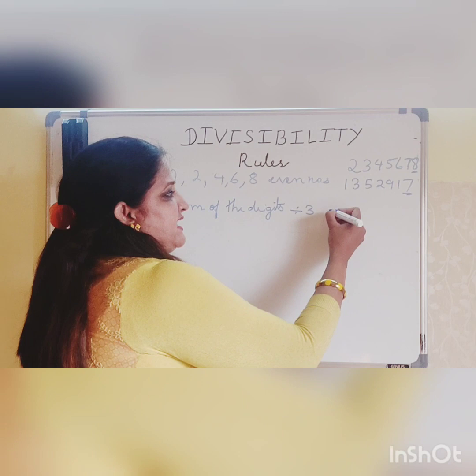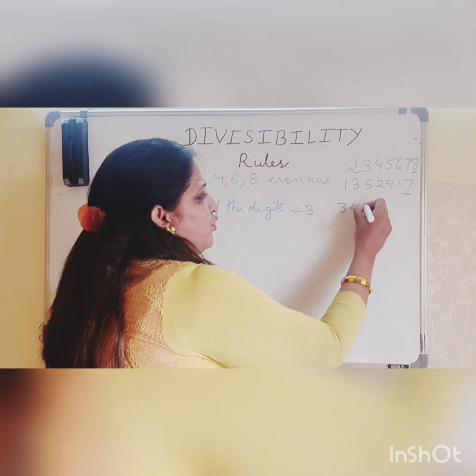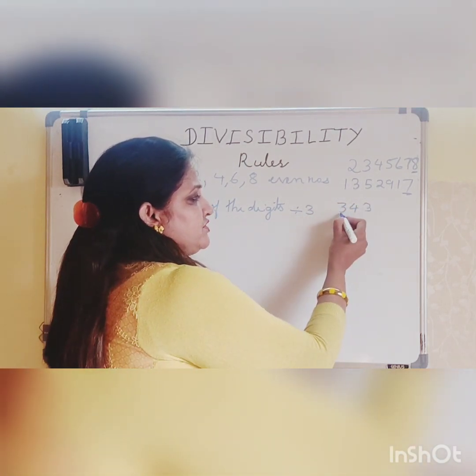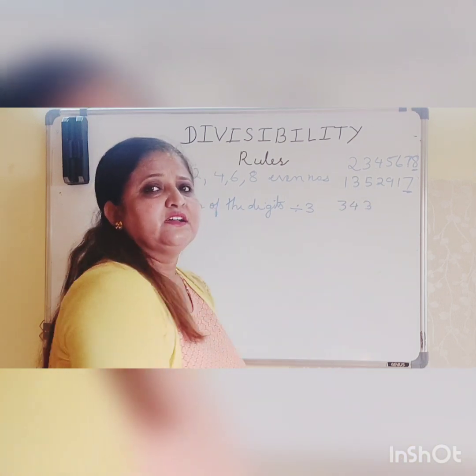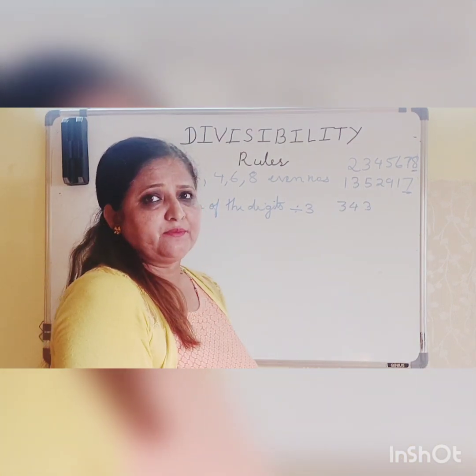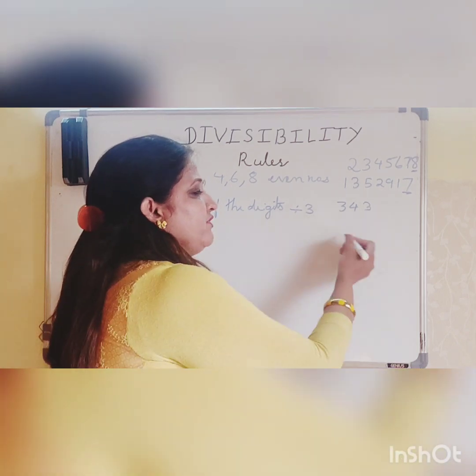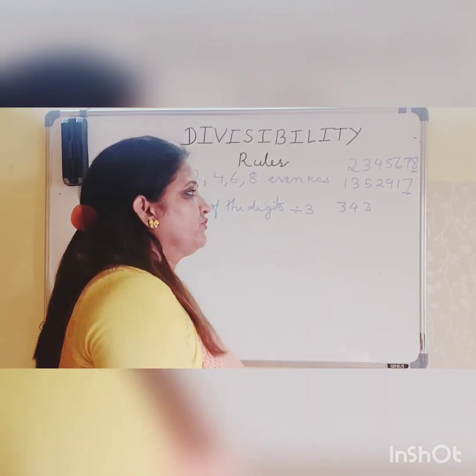So let me pick up an example. Suppose the number is 3, 4, 3. You just add up the digits of the number. 3 plus 4, 7. 7 plus 3 is 10. 10 does not come in the table of 3. So this number will also not be divisible by 3.